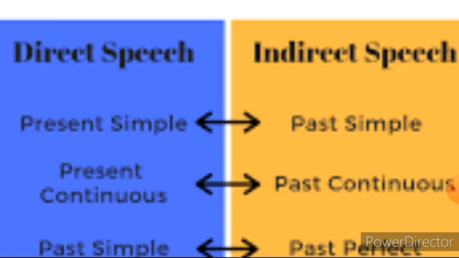So look at these changes children, how you have to change a sentence from direct to indirect speech. Simple present will change into simple past in indirect speech. Present continuous will change into past continuous in indirect speech. And then simple past will be changed into past perfect in indirect speech. These changes you have to keep in mind. That is, from present to past, present continuous to past continuous, simple past to past perfect.